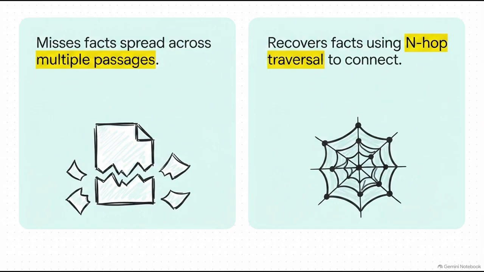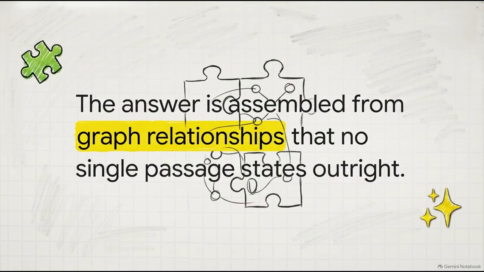GraphFusion, though, it actively hunts them down. It recovers those facts using what's called n-hop traversal, literally jumping from node to node to explicitly connect those relationships. So here is the absolute crucial takeaway. We aren't just trying to find a paragraph that holds the answer. We are literally assembling answers from thin air. We're combining these tiny fragments of relationships into a single, coherent truth.